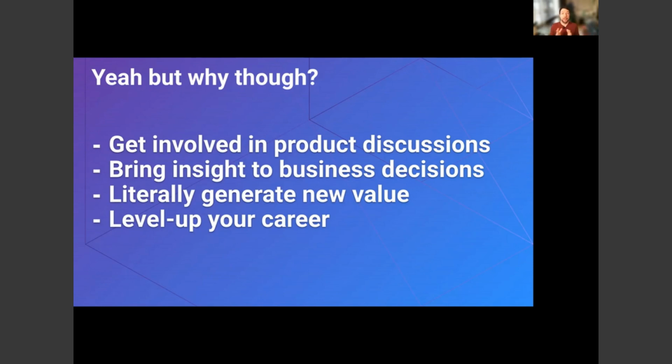Other people sometimes want to advance, want to do different things with their career. They want to move in different directions in their organization. And this is one of those ways to do it. You can move from career to senior because you're engaging in different conversations, because you're bringing new insight, because you're generating value. You can move from staff to distinguished.